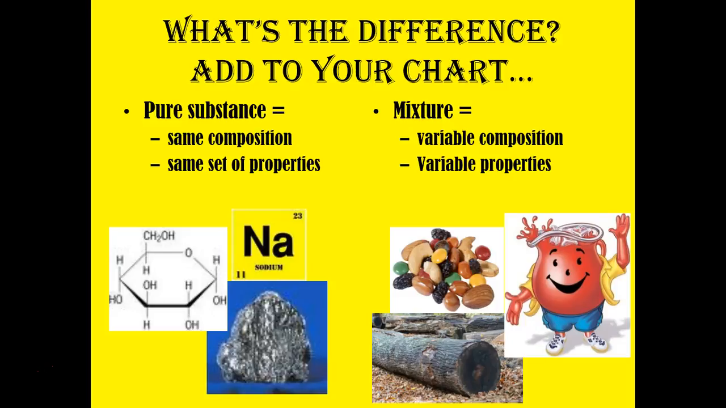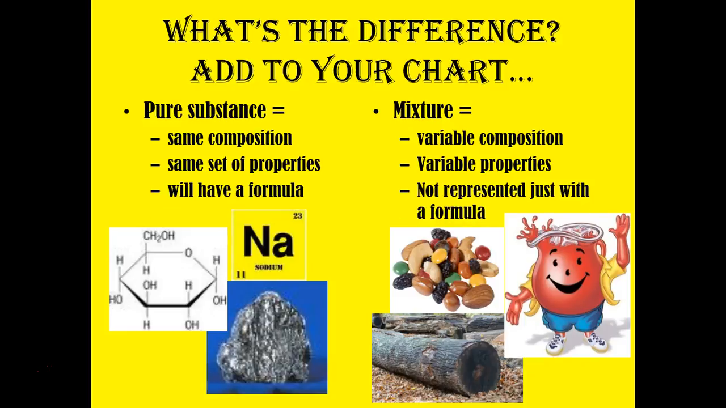Even the bark on the outside of the tree is different than the wood on the inside of the tree. And there are lots of different chemicals. Some trees have sap mixed in with them and things like that. So mixtures are all sorts of different things. Pure substances are all the same thing.